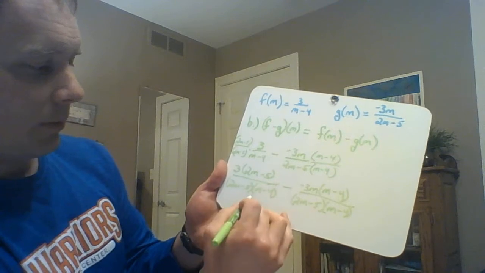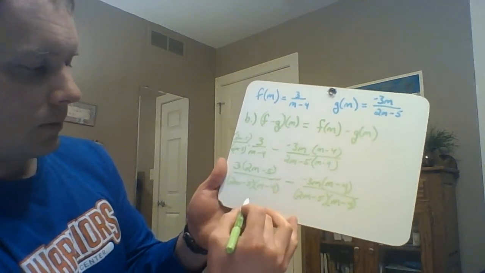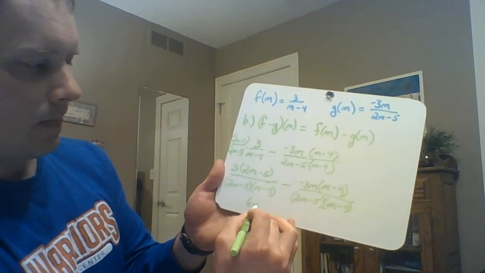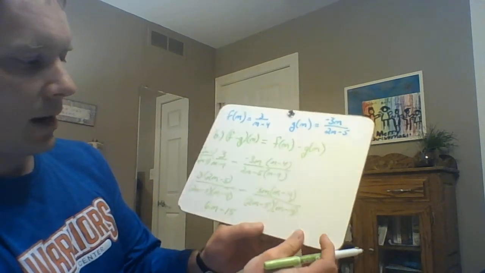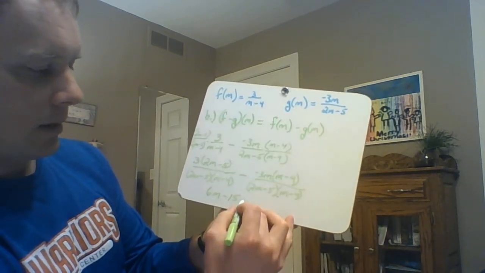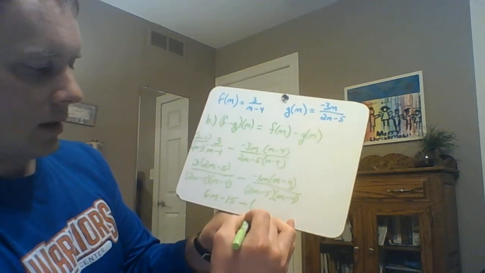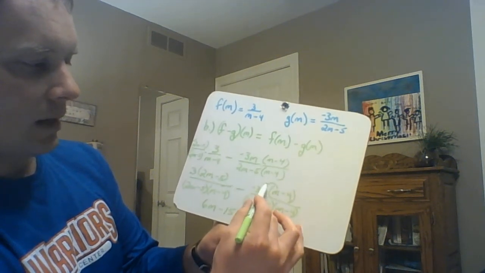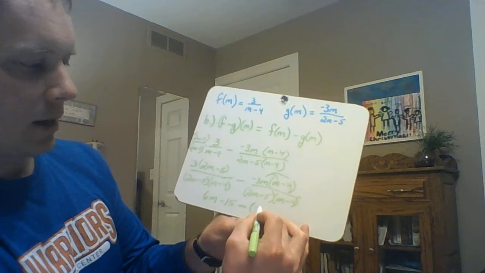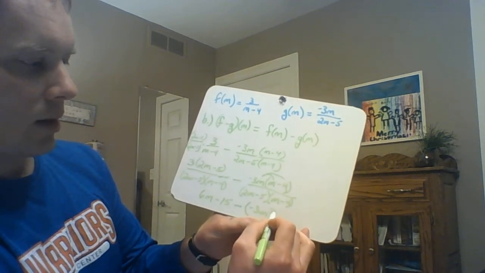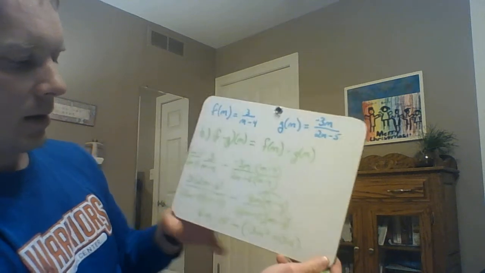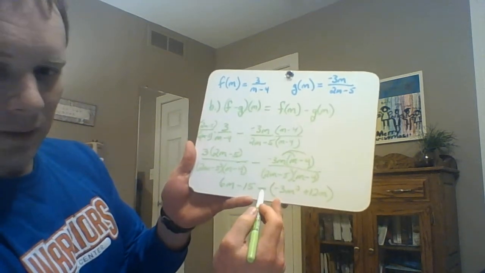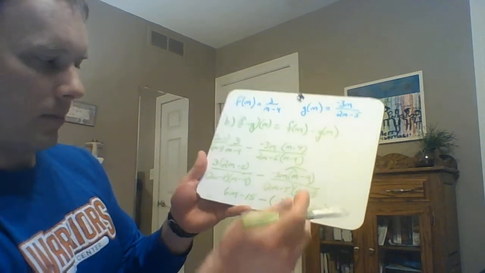All right, so I'm going to simplify the numerator by distributing through. So I have 6m minus 15. Now here I've got to be careful, all right? I'm going to keep the minus here first, and then I'm just going to distribute this negative 3m through. So I have negative 3m squared plus 12m, right? But notice there's this minus here that I'm going to have to distribute through, okay?